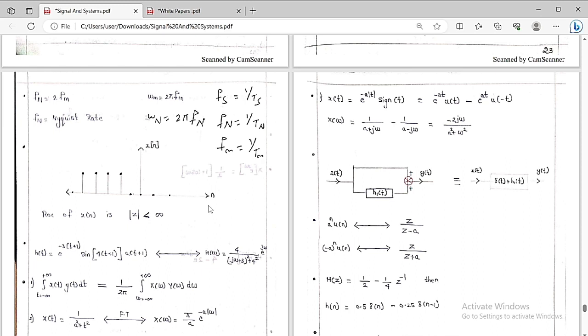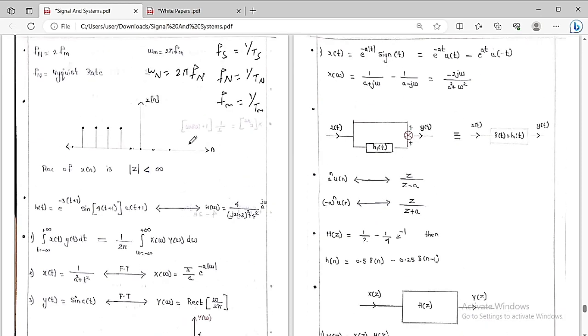Very simple, right? I've already told you, if the sampling frequency is greater than or equal to 2 times the message signal frequency, then there will be no aliasing. If the sampling frequency is lesser than 2 times the message signal frequency, then aliasing is going to occur. The minimum sampling frequency is nothing but the Nyquist frequency, which is equal to 2 times fn. So omega m is equal to 2 pi fn, with fn equal to 1 by Tn. These are the formulas.